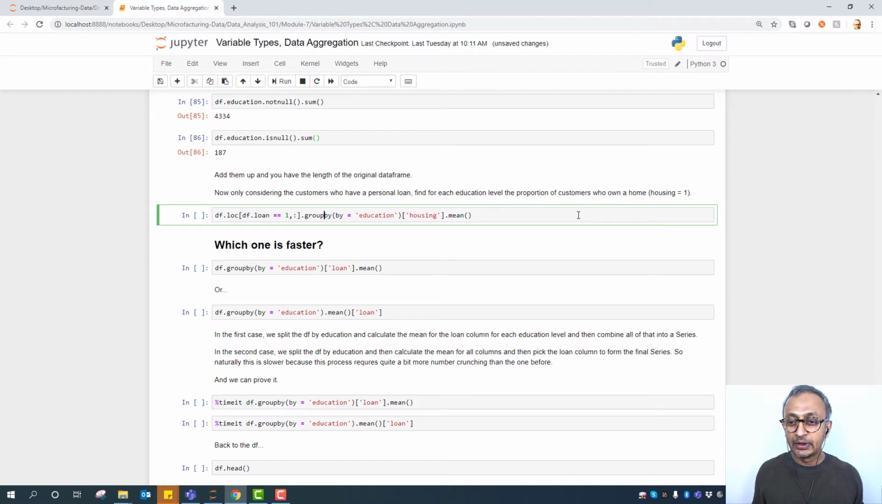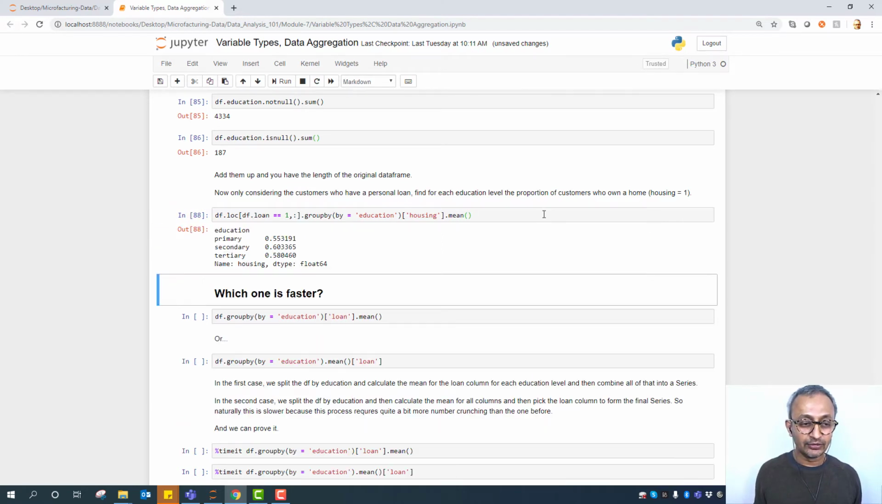And then so this is a little bit of an indirect, or nuanced, way of trying to find out the average number of people with housing by education level, for folks who also have a loan outstanding. So you see that of folks who have a primary education, 55% own a home, secondary 60%, tertiary 58%. Doesn't tell you much, because we probably are not asking the right question.